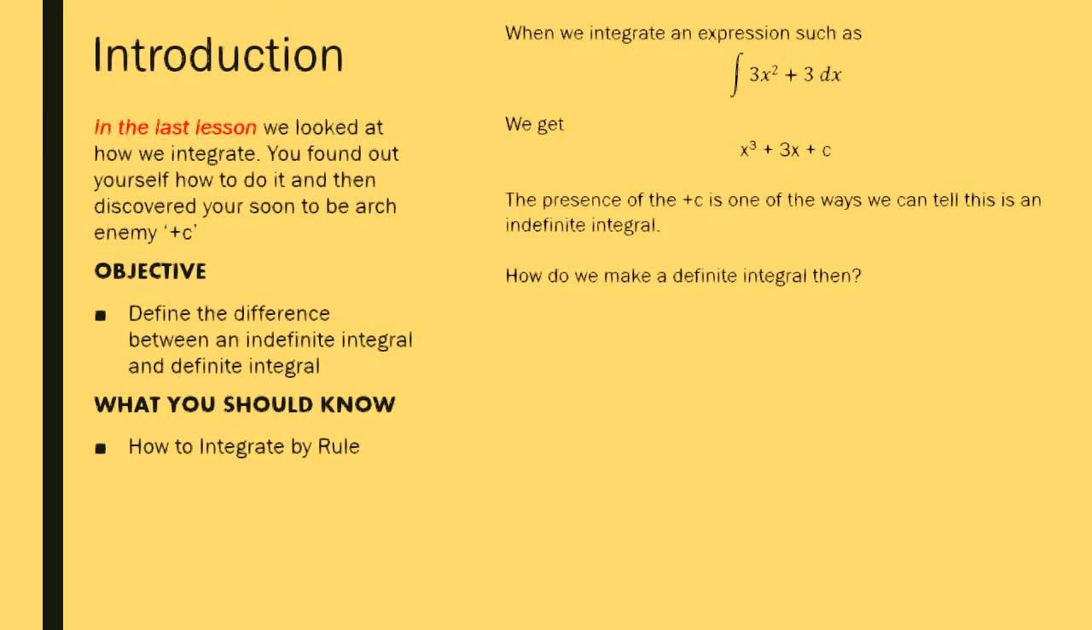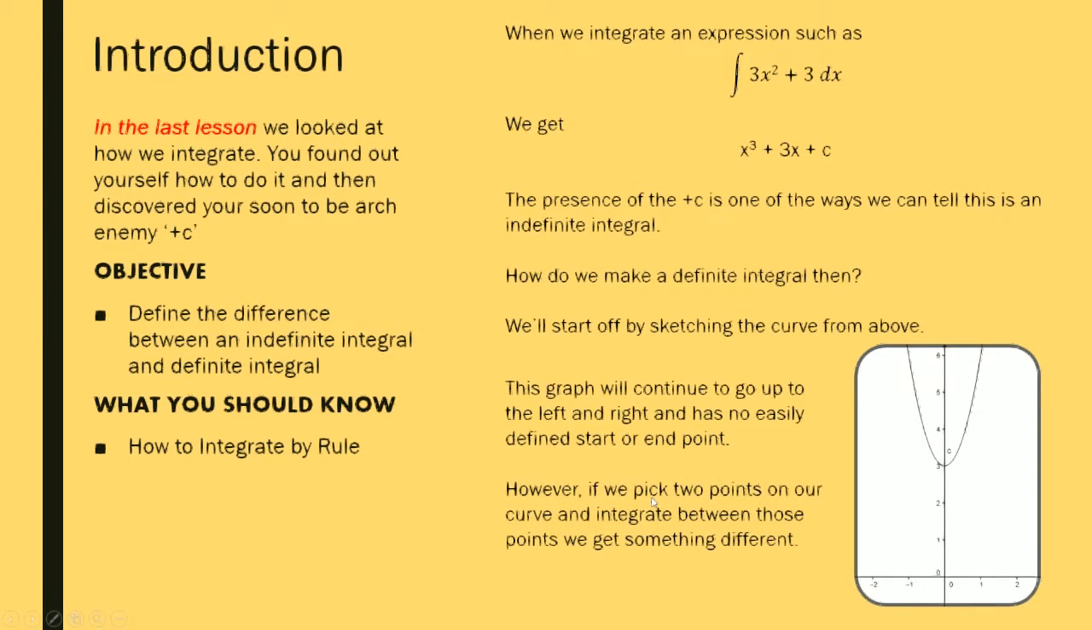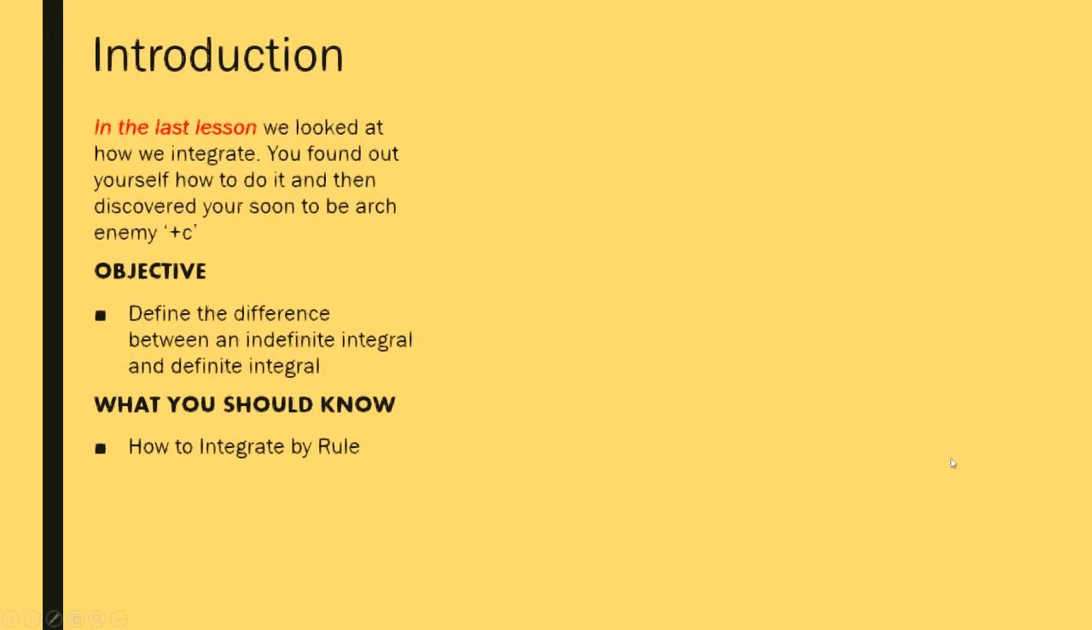How do we make a definite integral, or how do we tell one? We'll start off by sketching the curve, x cubed plus 3x, and in this case I'm just going to leave that there. This graph will continue to go up to the left and right and has no easily defined start or end point. However, if we pick 2 points on a curve and integrate between those points, we get something different.